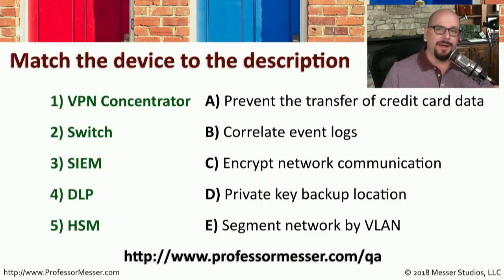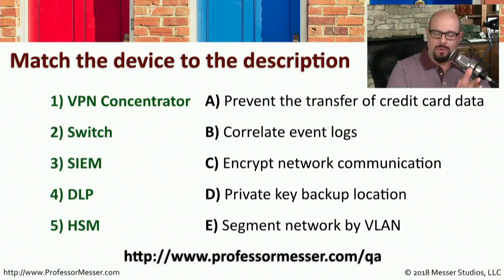They are not, by the way. They are not 1A, 2B, 3C. That'd be way too easy. A, B, C, D, and E, here's your descriptions of these devices. A, prevent the transfer of credit card data. B is correlate event logs. C is encrypt network communication. D is private key backup location. And E is segment the network by VLAN.